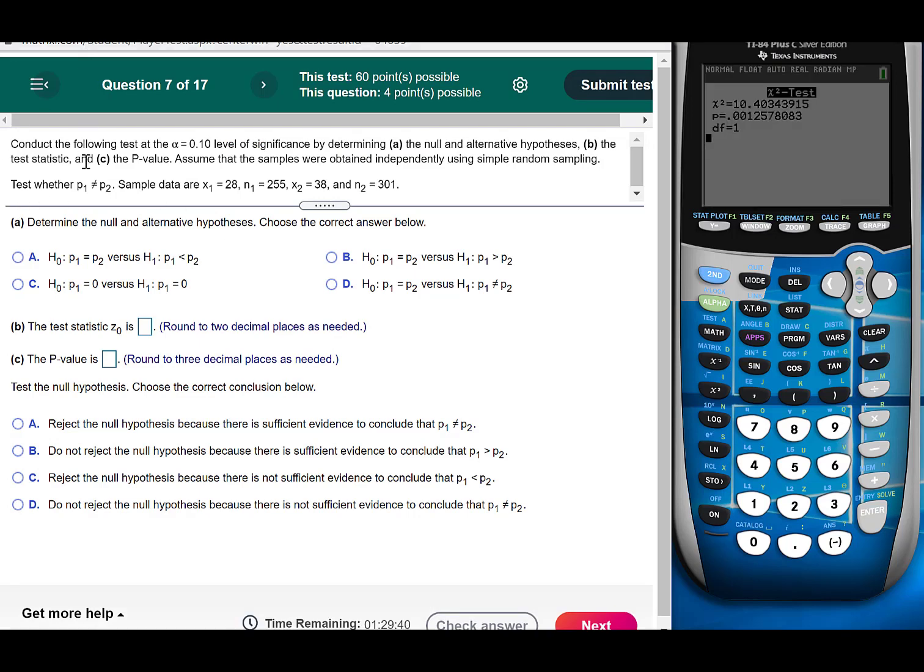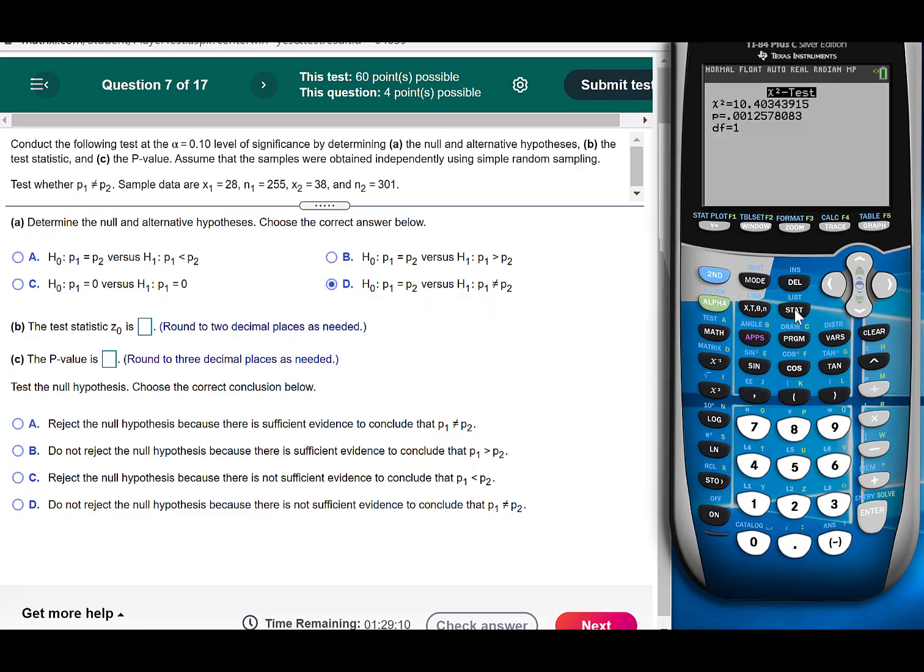Okay. Next question. This is two proportion Z test, guys. It's about the proportion as well. Conduct the following test at the alpha equals 0.10 level of significance by determining the null hypothesis, alternative, test statistic, p-value. Okay. Test whether P1 is not equal to P2. So this is your alternative hypothesis, and your null will be P1 equals P2.